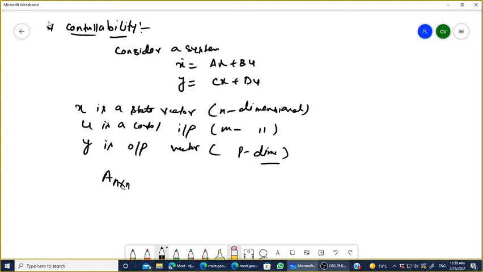So the dimension of the A matrix, or the order of the matrix, becomes n by n. The B matrix is n cross m. C, anyone can tell me? C is p cross n. And what is the D? For the D matrix, it is p cross m. Okay, so these are the orders of the matrices.